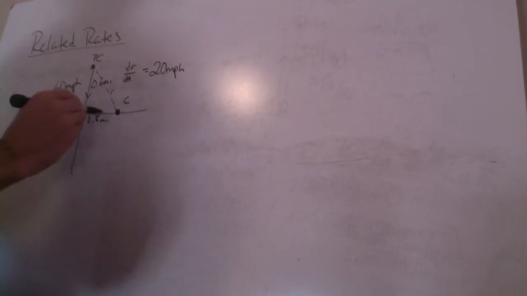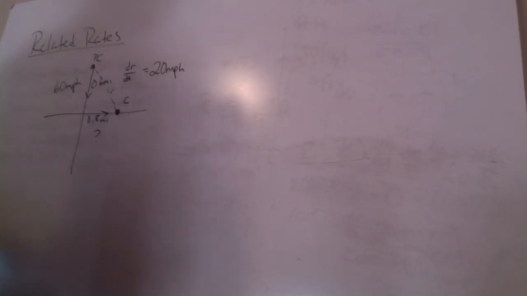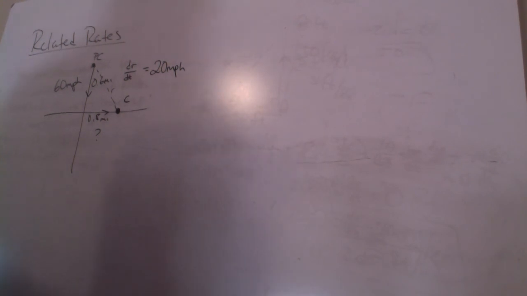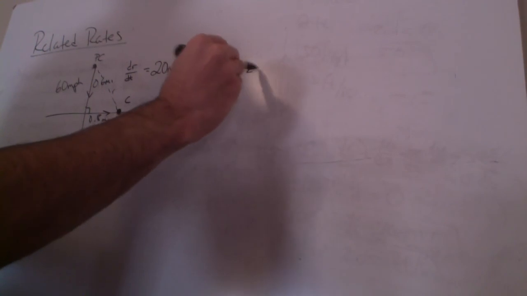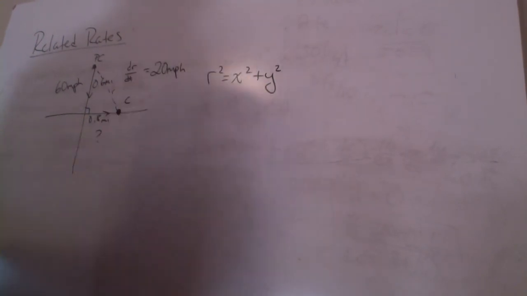And the question is, find the speed of the car. This speed, we don't know. Okay, so let's write our equation down. Again, we have a right triangle, so we can always write down the equation r squared is x squared plus y squared. That's always true with a right triangle.